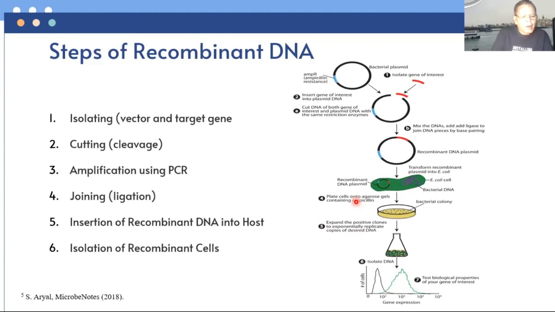There are several steps in recombinant DNA. The first one, isolating. This is a vector and a target gene. Cutting, clipping, amplification using a PCR, joining or ligation, insertion of recombinant DNA into host, and isolation of recombinant cells.